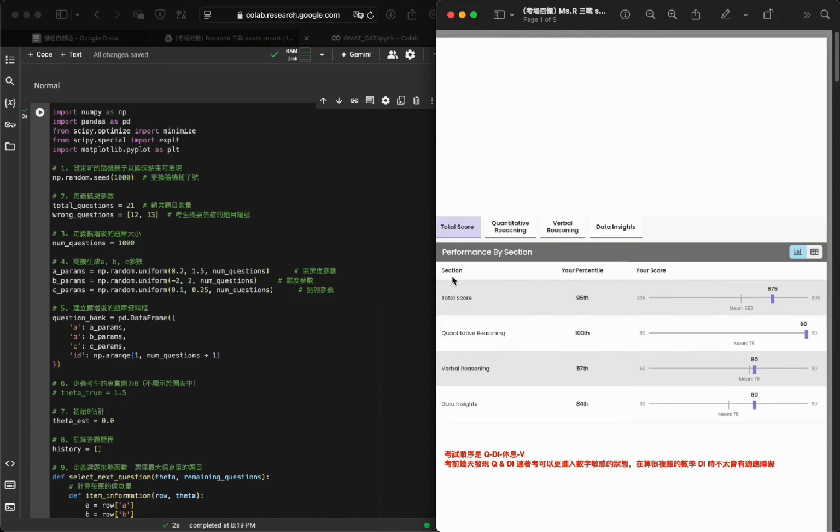This score report was provided by a student who scored 675. Let me first introduce this student's test history. In their first attempt, they scored 595, which was at the 72nd percentile. In the second attempt, they scored 615, reaching the 78th percentile. And in their third attempt, which is the one we're looking at today, they scored 675, placing them at the 95th percentile. Let's really immerse ourselves and take a closer look.